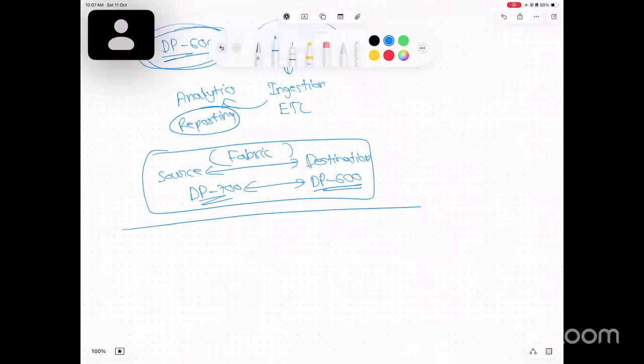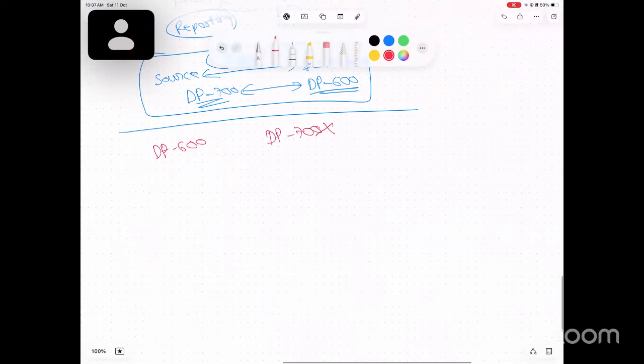Now, let's talk about another scenario. What if you only clear DP600 but not DP700? Let's talk about this scenario. If you clear only DP600, you will be mostly focused on analytics. That means it is more Power BI centric.